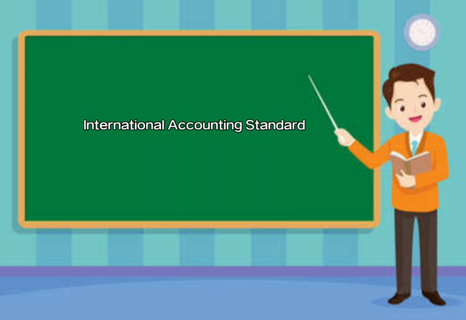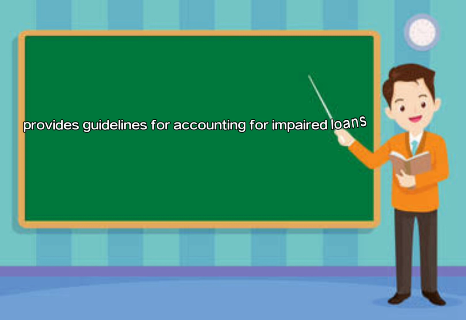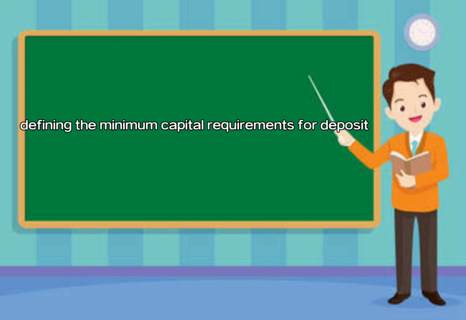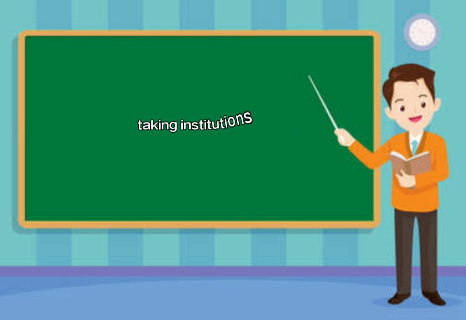International Accounting Standard, IAS 39. IAS 39 provides guidelines for accounting for impaired loans. Provisions for impaired debts are calculated on a net present value basis using the contractual rate of interest. Capital requirements and Basel II. Basel II is an international accord defining the minimum capital requirements for deposit-taking institutions.